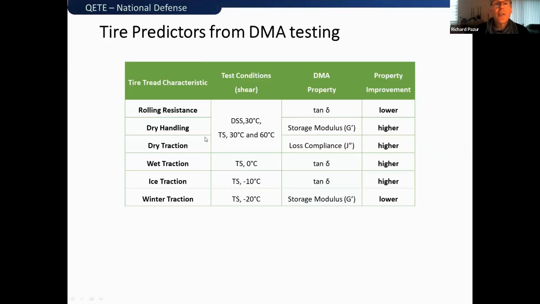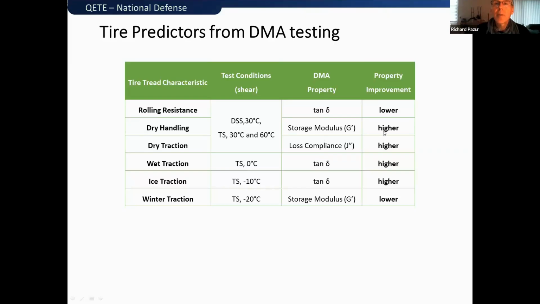So we can get information from different tire tread characteristics. You can see here on the left-hand side, rolling resistance, for example, we're measuring it with tan delta, with the temperature sweep at 30 degrees and 60 degrees, but we also get it from the double strain sweep at 30 degrees Celsius. And we can get also information about dry handling, dry traction, and you can see the DMA properties that we could see here, storage modulus, loss compliance.